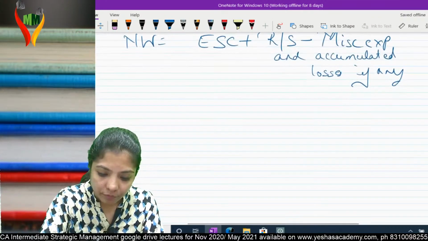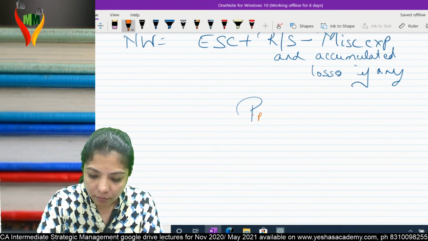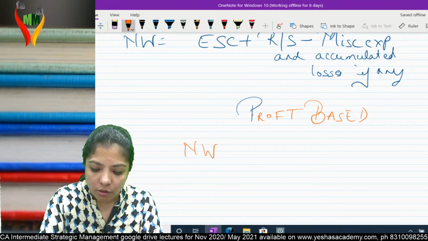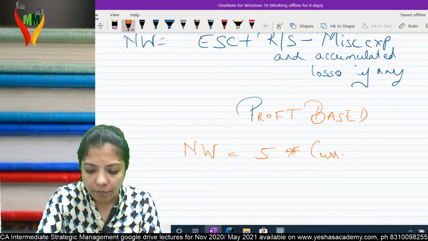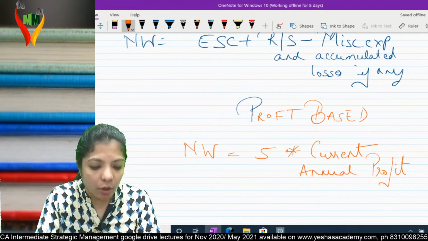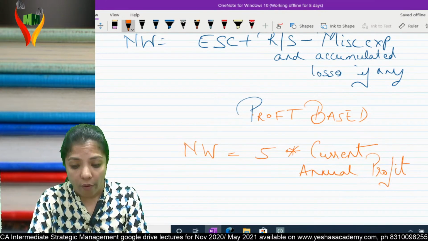Next method, profit based method. Simple. Net worth is equal to 5 times of current annual profit. They're saying take your current annual profit and multiply by 5. That's your net worth.